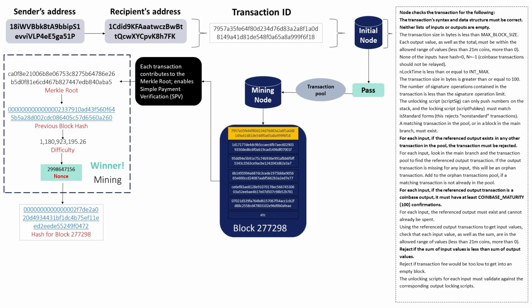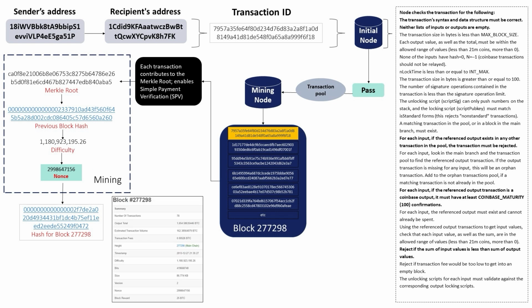The winning nonce for block 277298 is 29986471556. Back when block 277298 was mined, the miner was awarded 25 bitcoins. The reward halves every 210,000 blocks. Consequently, in 2023, the mining reward was 6.25 bitcoins.